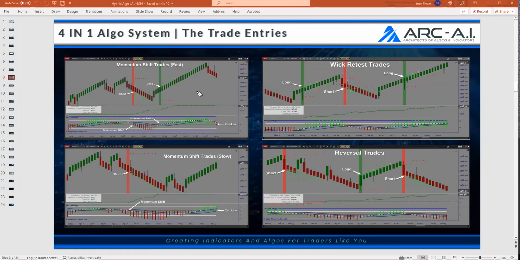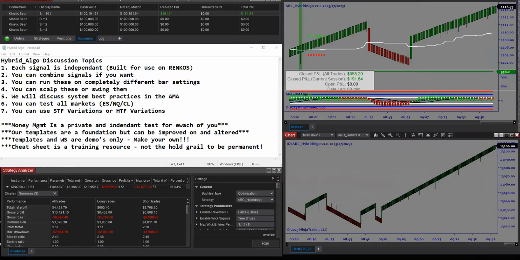We'll go into the momentum shifts another time. I really want to talk about the wicker, and I really want to talk about reversals, mainly because they play hand in hand and it has a lot to do with the hybrid nature of the Renko bar types. So yes, we have a cheat sheet. Let me pull it up.